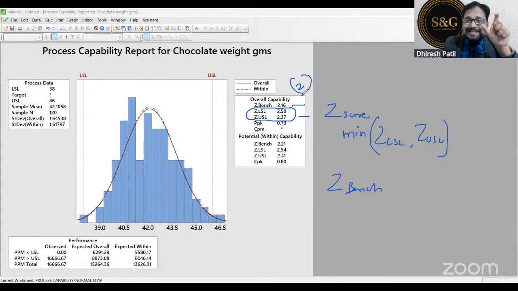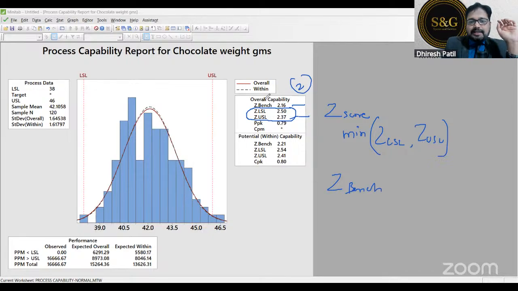Okay, once you show Z bench, and later you show ZLSL, that will not be comparing apple to apple. Are you clear with this? Just type yes in the chat box. Both these options are available for you. Clear? Just type yes. Sadanand ji, are you clear with this? So both options are available.